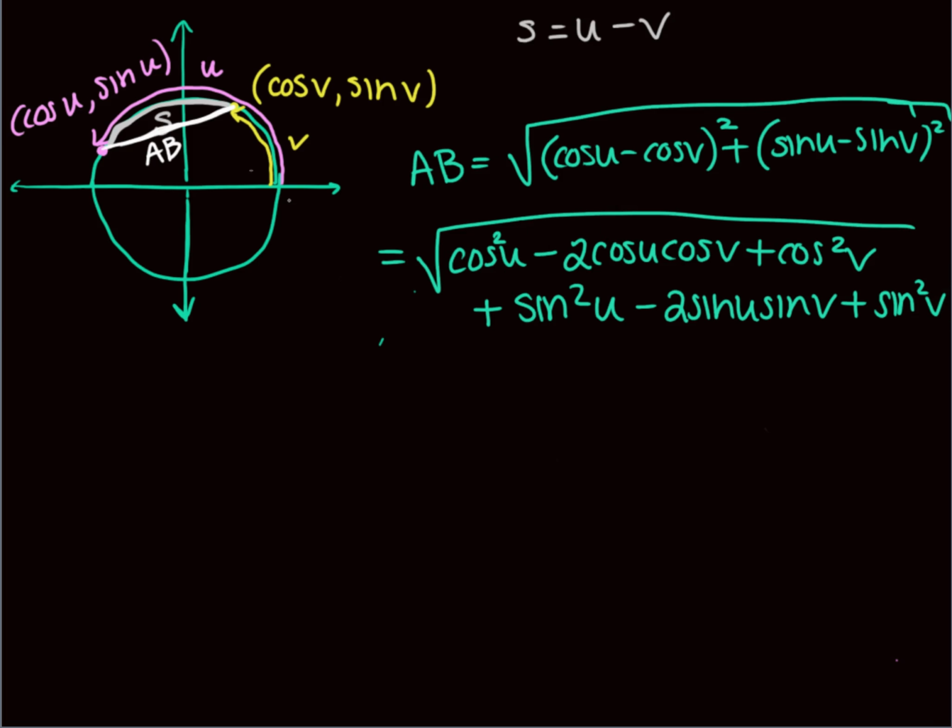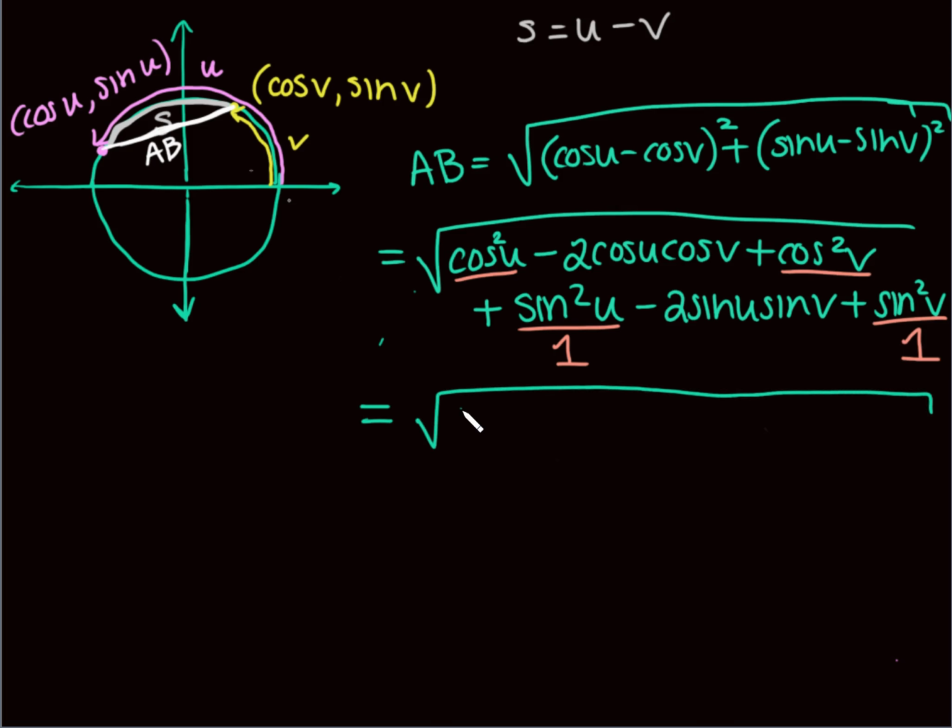And now look at what's cool about this. If I have sine squared v plus cosine squared v, that's going to give me 1. And then I have cosine squared u plus sine squared u, that's also going to give me 1, which is good news. So now I have those 1s added together. That's 2. And then I have these guys left over. Notice they both have a -2 there.